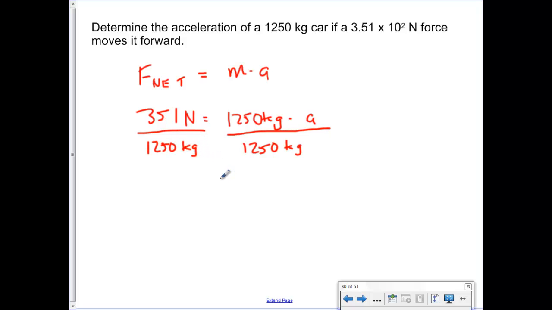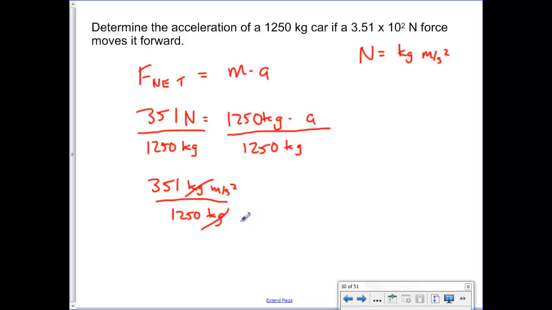Units get a little bit tricky when you're working with newtons because it looks like you're going to have newtons divided by kilograms. So it wouldn't hurt to remind yourself, maybe write this on your data sheet somewhere, that a newton is the same thing as a kilogram meter per second squared. So when I write this out, it's 351 kilogram meters per second squared divided by 1250 kilograms. That way you can see the kilograms canceling, and the only units left are meters per second squared. So I just need to grab a calculator.